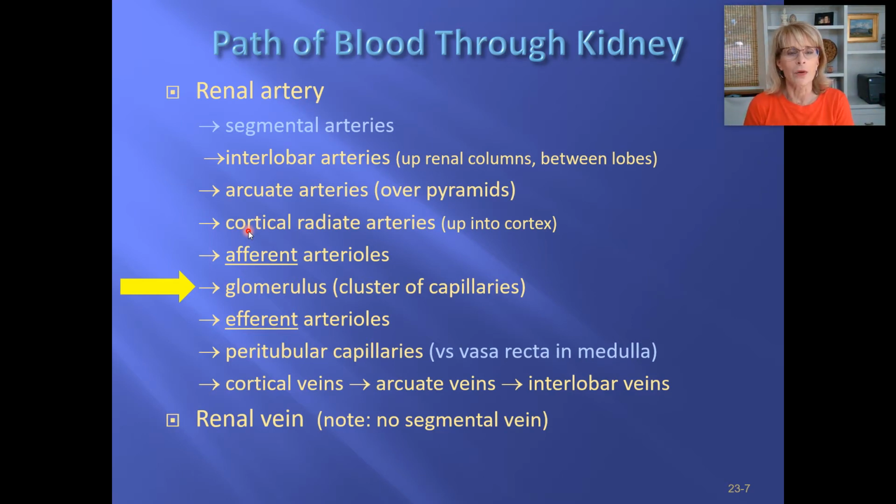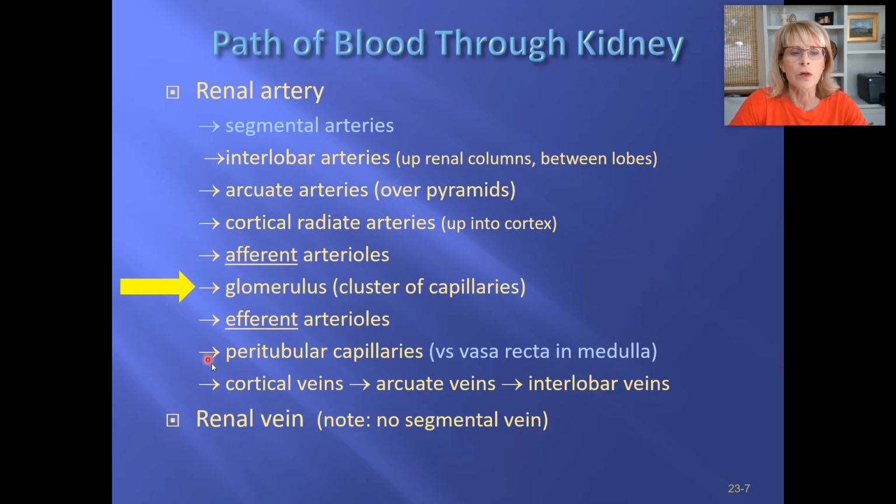So cortico-radiate arteries. Now from there, things get really super tiny. And so that's why we've got those kidney boards where it's got a whole kidney and then just one lobe of the kidney and then really small. The afferent arterioles are little tiny arterioles that take blood into the capillary called the glomerulus. The glomerulus is a capillary bed that someone just rolled up into a ball and stuck inside of Bowman's capsule. That's the glomerulus. And then blood comes out of the glomerulus in the efferent arteriole.